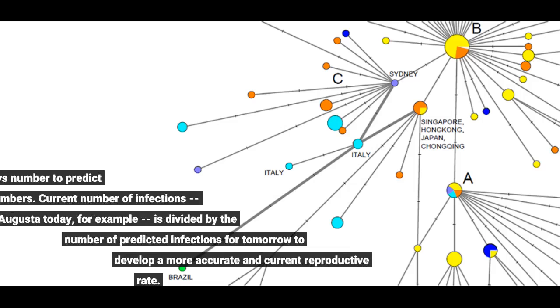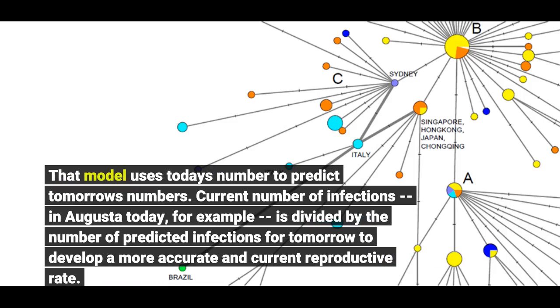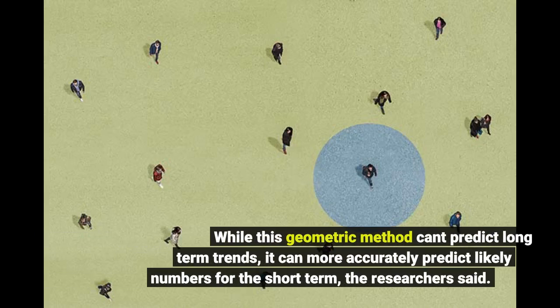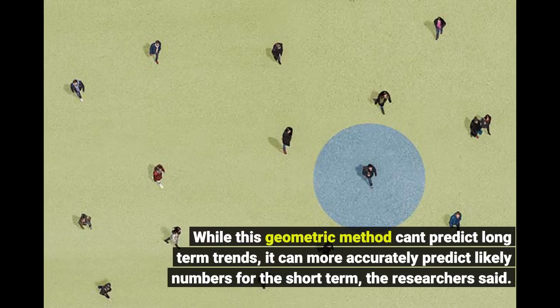That model uses today's number to predict tomorrow's numbers. Current number of infections, in Augusta today, for example, is divided by the number of predicted infections for tomorrow to develop a more accurate and current reproductive rate. While this geometric method can't predict long-term trends, it can more accurately predict likely numbers for the short term, the researchers said.